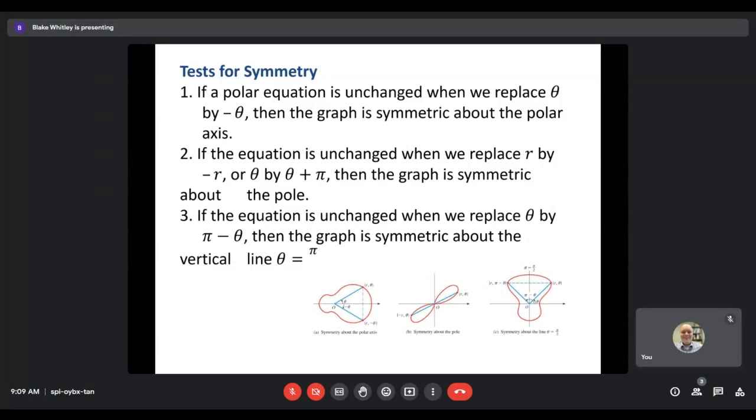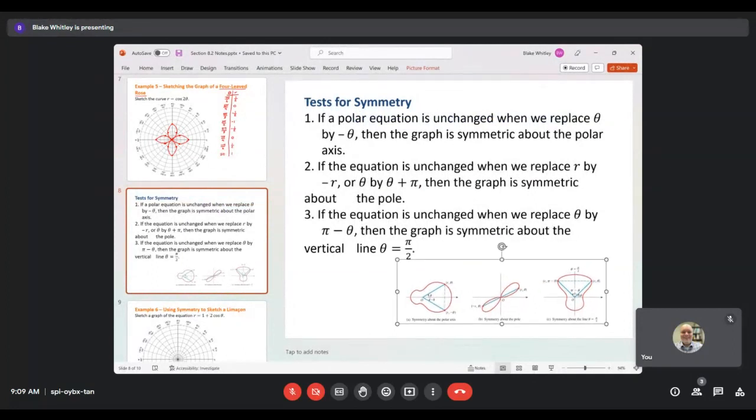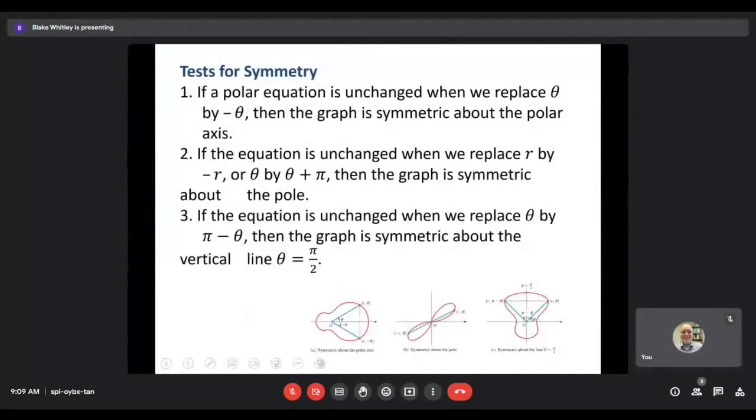Okay, so you're going to have origin symmetry in that case. And then finally, if the equation is unchanged if you replace theta with pi minus theta, then the graph is symmetric about the vertical line. Sorry, let me fix this because it's not visible. So it should be pi over 2. And again, pi over 2 would be the vertical line along just that vertical axis, right? And so if you replace theta with pi minus theta and get the same equation you started with, then we have symmetry across that vertical line.